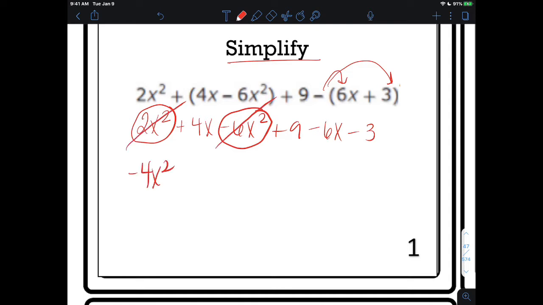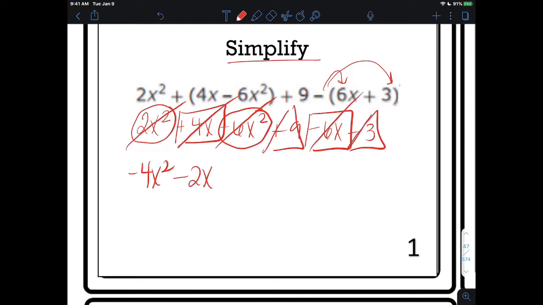Let's cross them all. Let's go ahead and do now the regular x's. I'm going to box those guys. 4 minus 6, negative 2x. Cross them off. Finally, my constants. 9 minus 3 plus 6. Here's my final answer. Super simple.